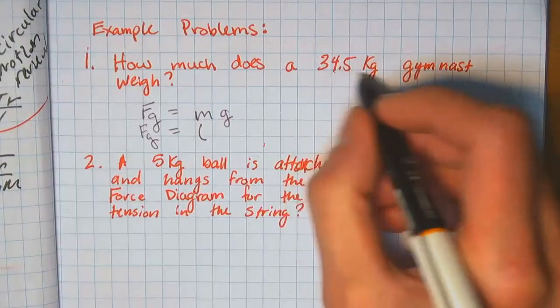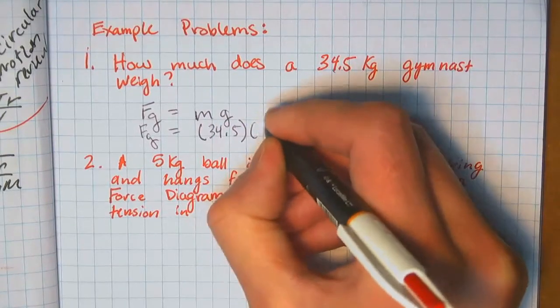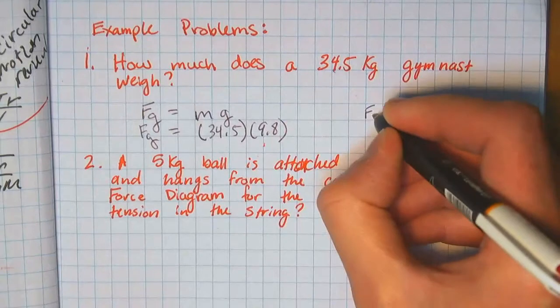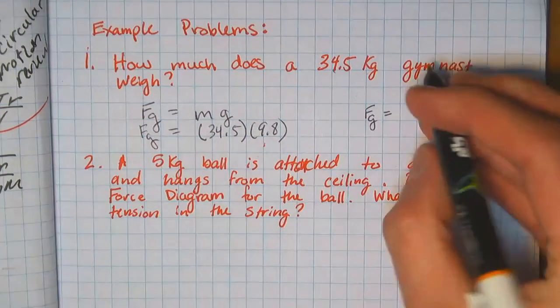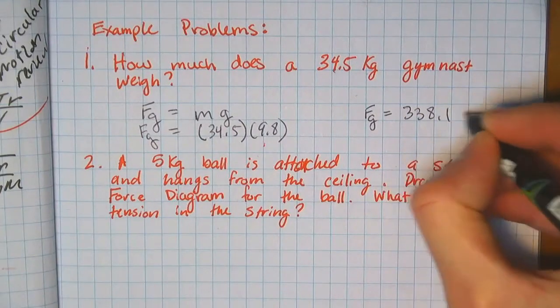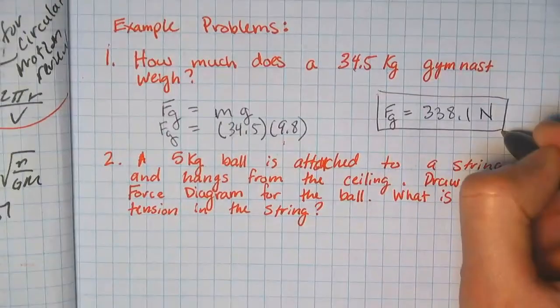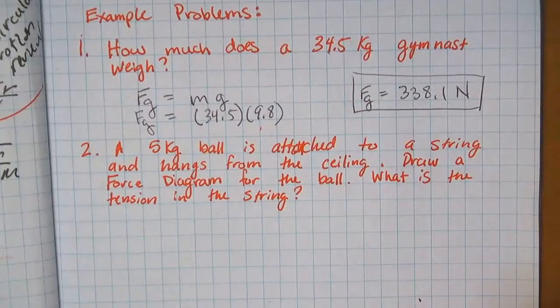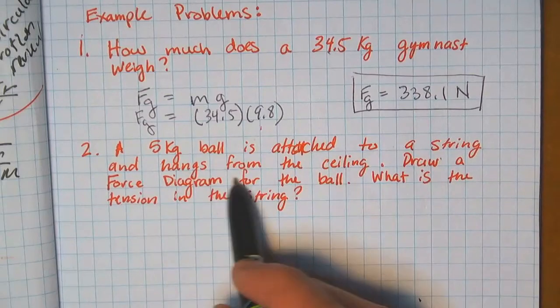This right here is the mass, so that's 34.5 times 9.8, and you get the force of gravity is equal to 338.1 newtons. So there you go.